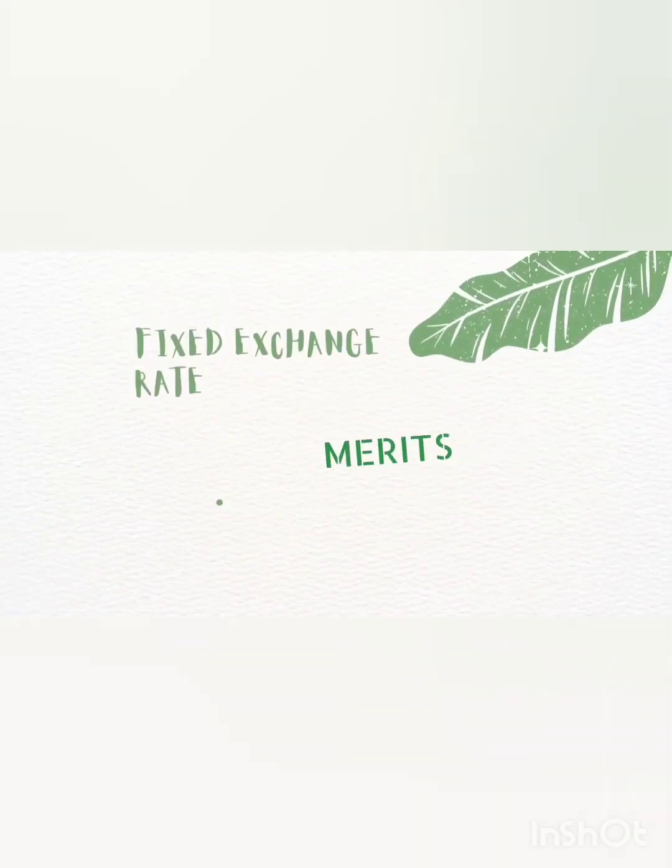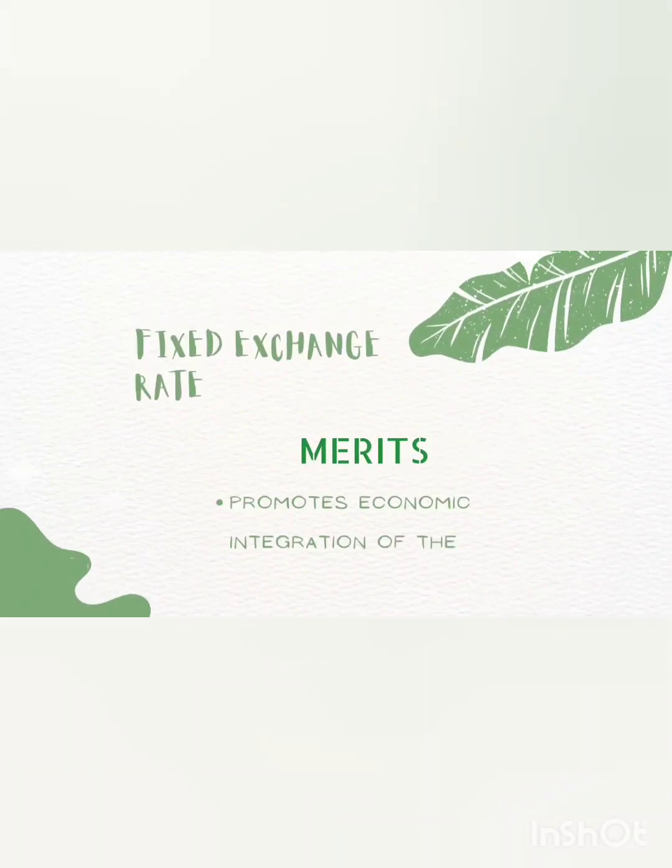Sixth one is promotes economic integration of the world. It has also been argued in favor of the fixed exchange rate system that it is necessary for achieving economic integration of the world community. This is similar to a single common currency in a country, which promotes economic integration of a nation in the sense that it facilitates communication, trade, and free movement of finance between different regions of a country. It ensures free competition among all producers and consumers of various countries.